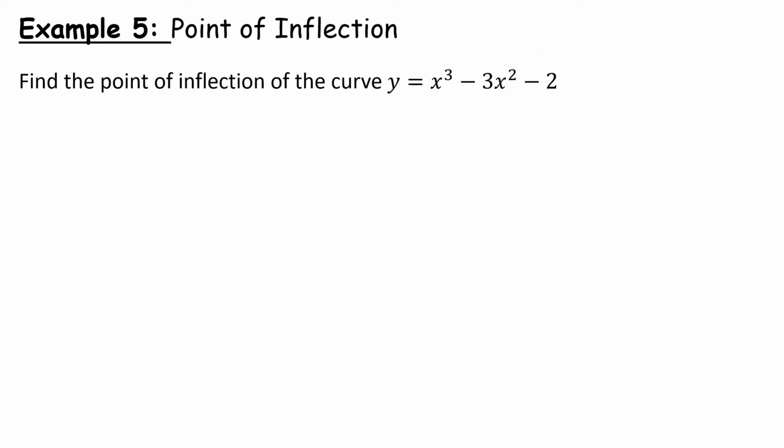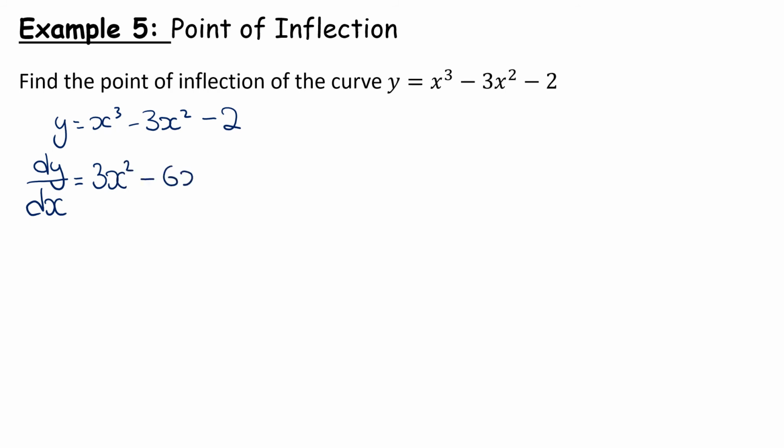So let's look at an example. Very straightforward. We have a cubic here and we want to find the point of inflection. So y is equal to x cubed minus 3x squared minus 2. It's missing the x term, but that doesn't bother us at all. It's not going to impact us. So we differentiate this function with respect to x. So we have 3x squared, bring down the power and take 1 away from the power, minus 6x, and 2 is a constant, so it disappears.